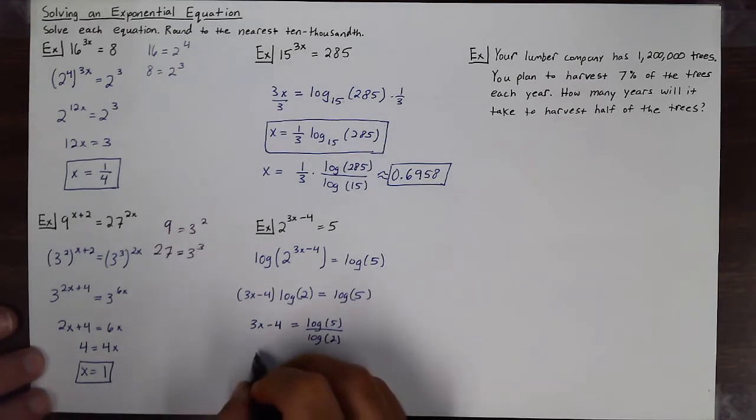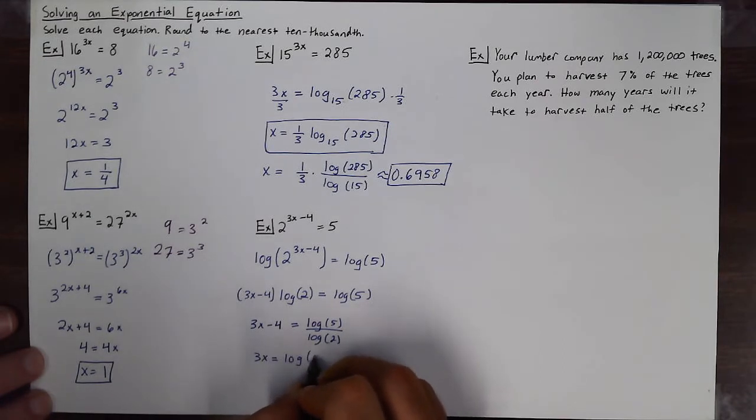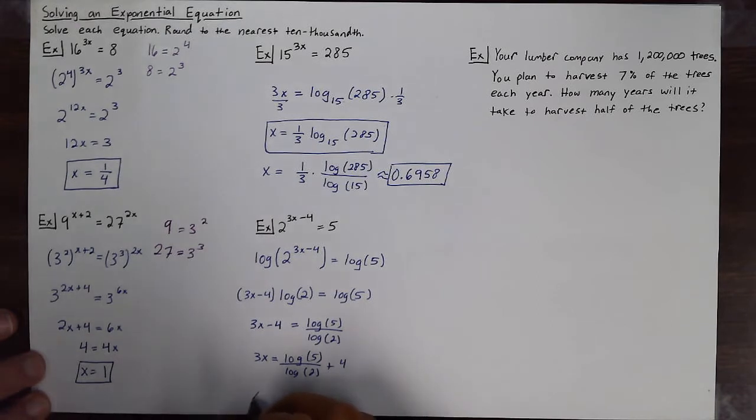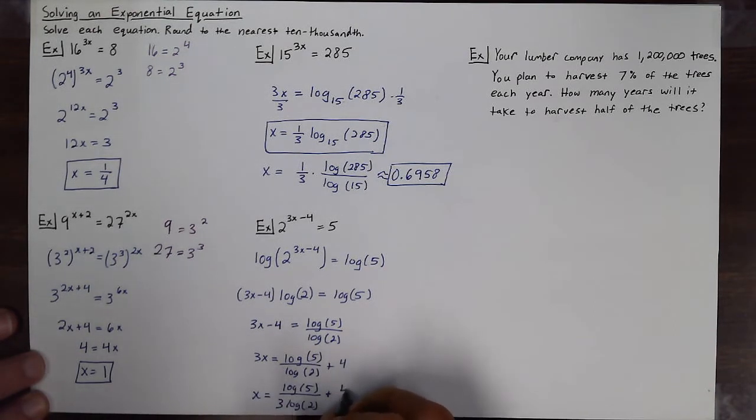I can add 4. So 3x equals log 5 over log 2 plus 4. And then divide each side by 3, giving me x is equal to log 5 over 3 log 2, because I divided by 3, so that 3 is in the denominator, plus 4/3.